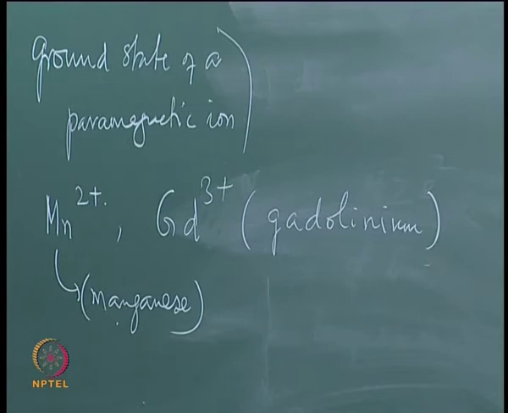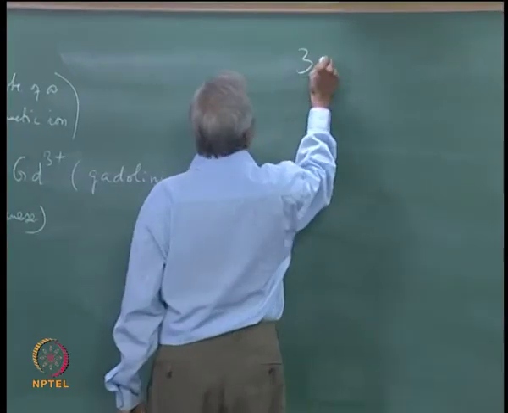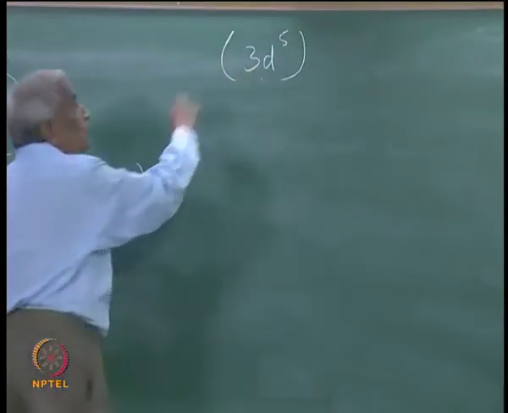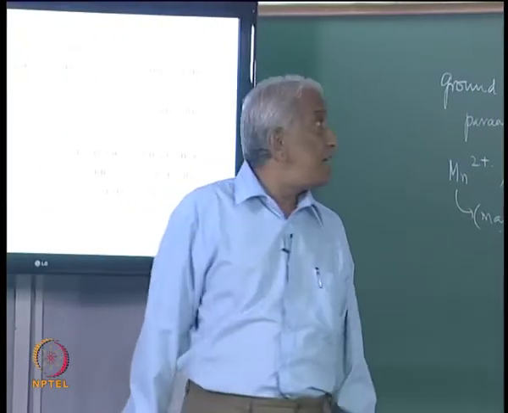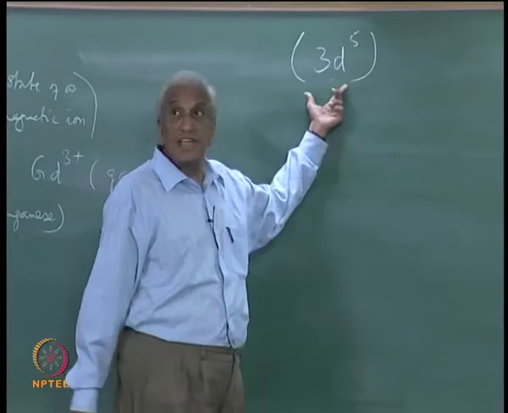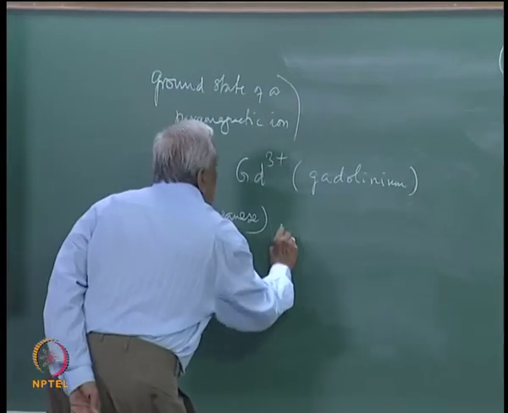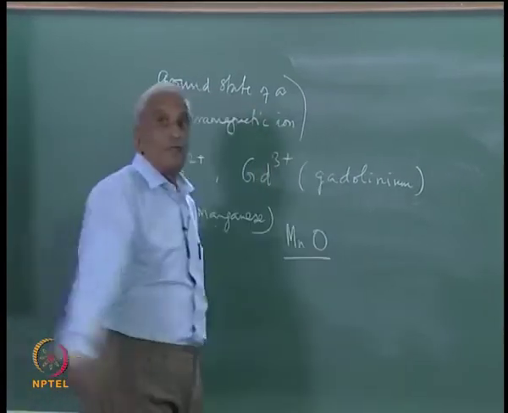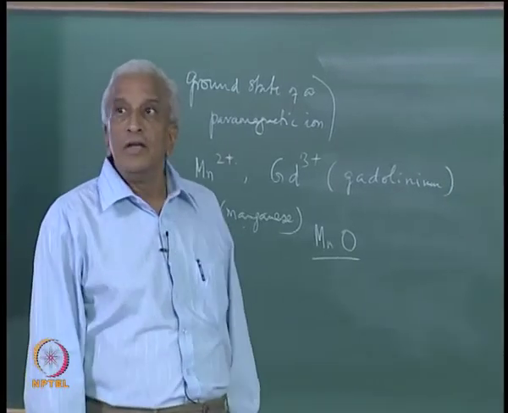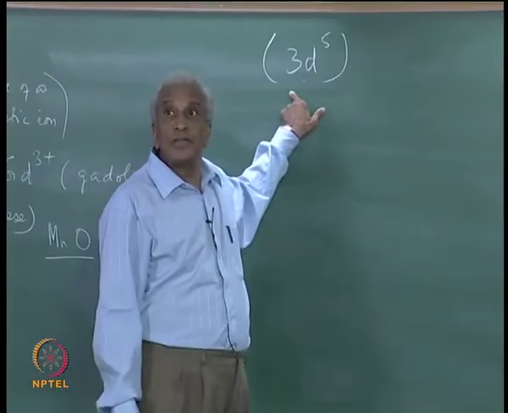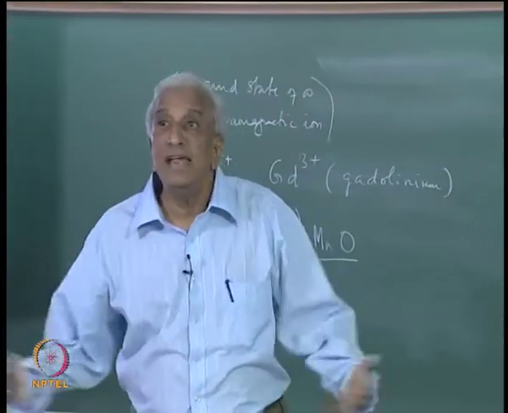So if you consider the manganese ion, from the atomic number of manganese, we can easily find that this corresponds to an electron configuration with an outermost shell in which there are 5 unpaired electrons in the outermost 3d shell. A typical example of this is manganese oxide, MnO, where manganese occurs in the 2 plus state. So there are 5 electrons in the unfilled 3d shell.